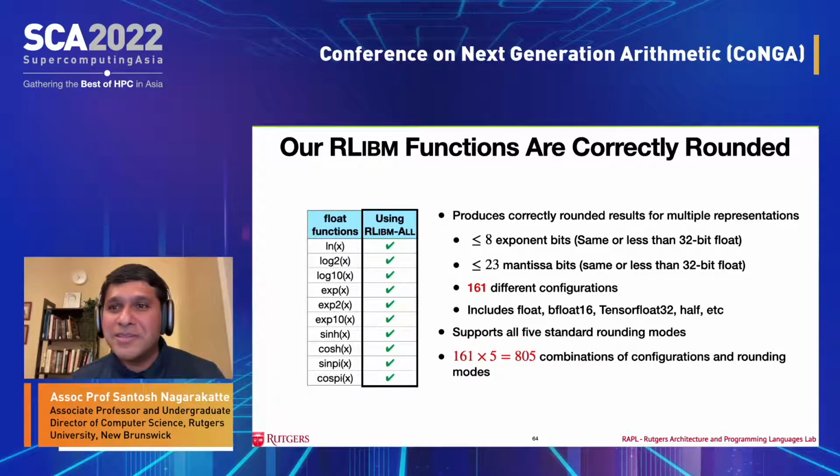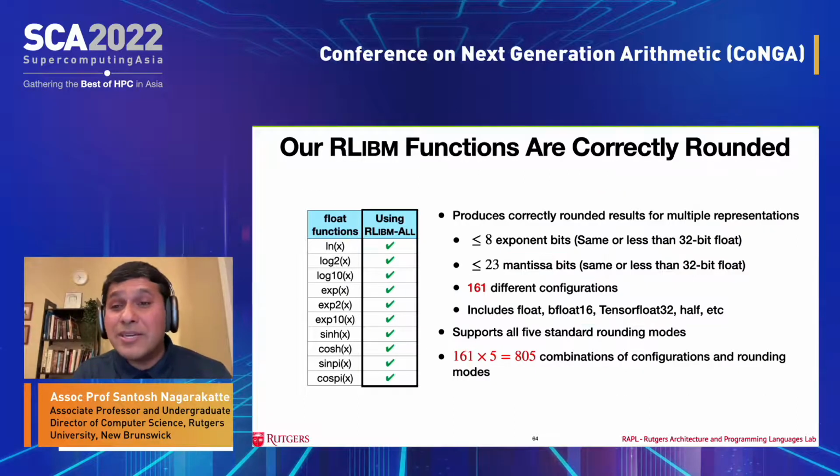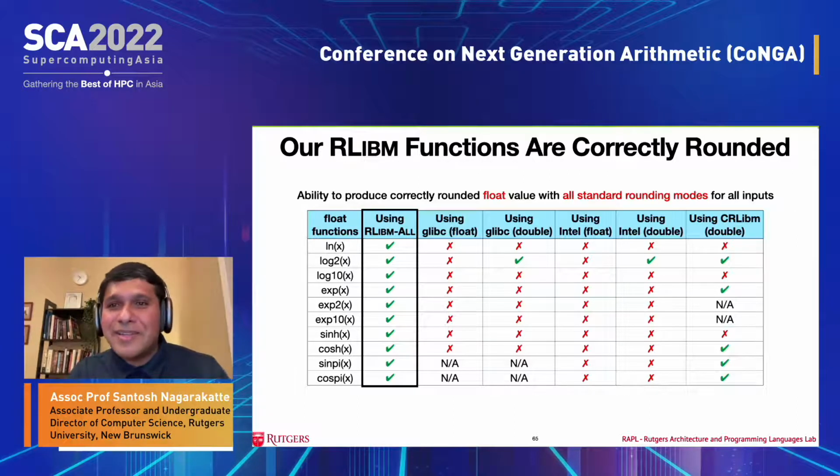You have correctly rounded results. Is it fast? And how does it compare to other libraries? First of all, let's look at our competition, right? Take Intel's libm, take glibc's libm, and even look at CR-LIBM. All these produce wrong results for either some rounding mode or some representation.